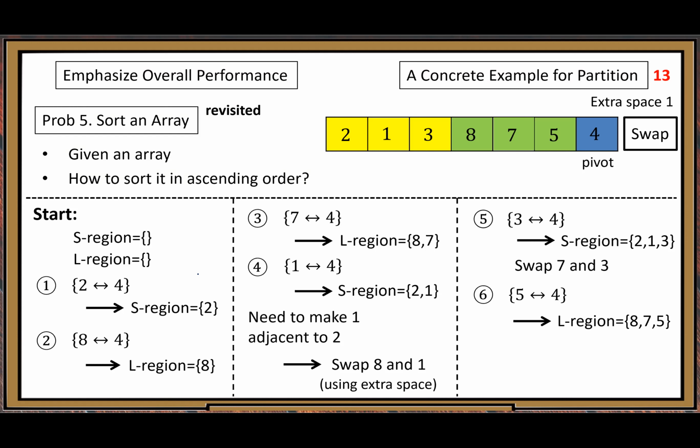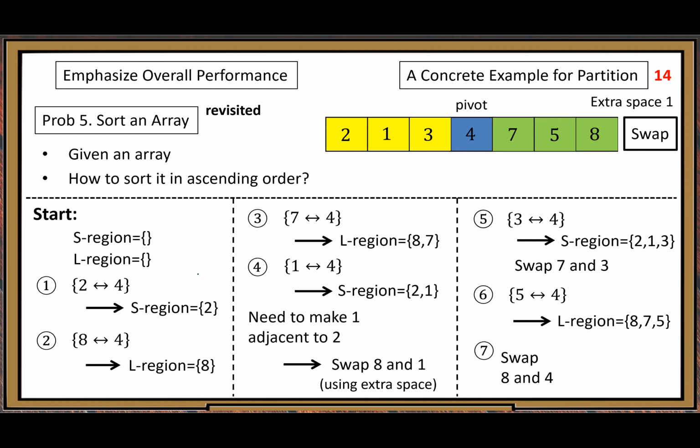But in the last step, we need to put the pivot element in place. How to put the pivot element in place as the boundary of the 2 regions, the yellow and the green blocks? Another swap operation. Swap 4 and 8, another swap operation. After the swap operation, we complete the partition step.